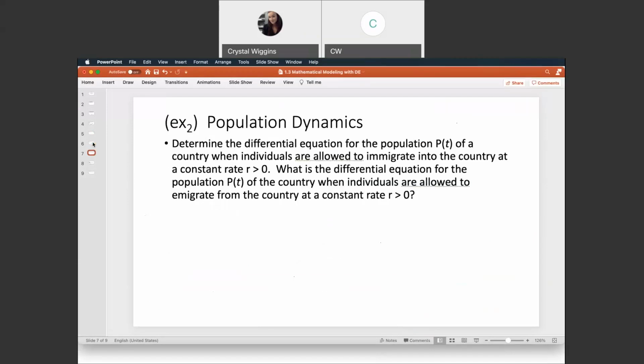Then if we take a look at a particular population dynamic problem, determine the differential equation for the population of a country when individuals are allowed to immigrate into the country. So immigration means that people are coming into your country at a constant rate of R. What is the differential equation for a population of a country when the individuals are allowed to emigrate, which means leave the country at a constant rate of R?